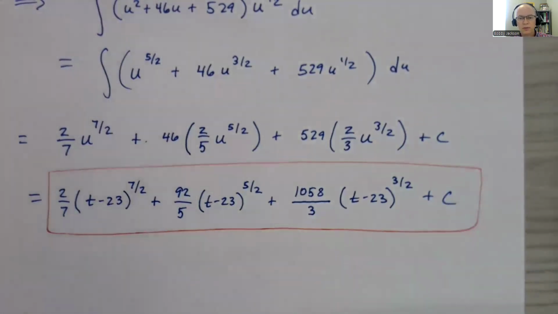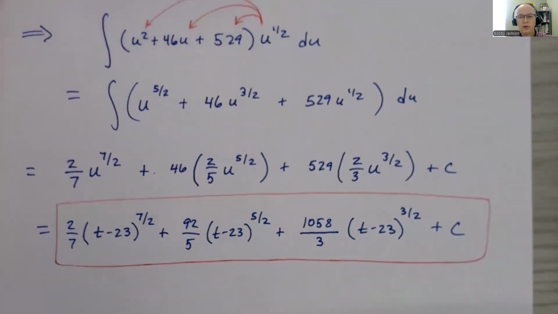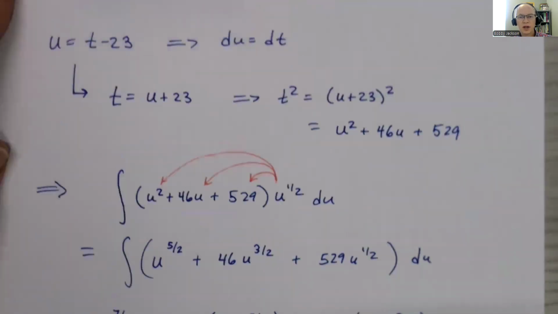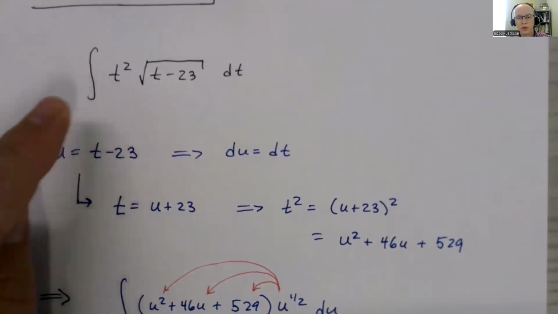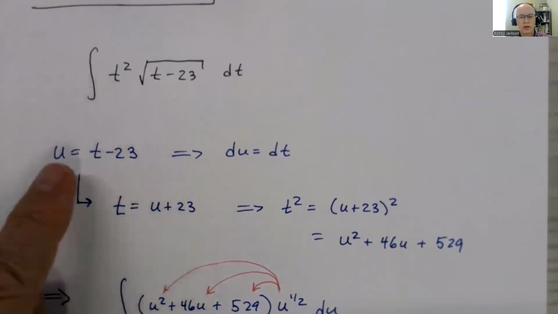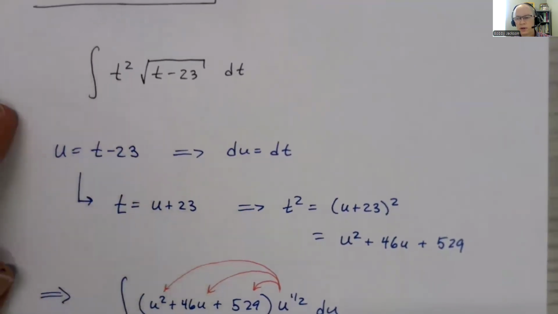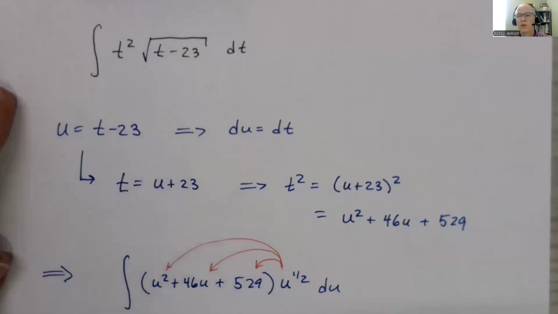Very cool problem. Substitution that requires sort of an extra step where you have to come back and express this thing in terms of u, which you can do because of this relationship right here, your original substitution. Okay, hope this is helpful.